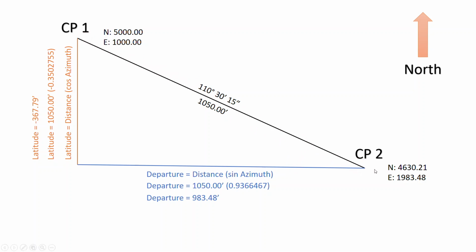If we set an instrument on control point 2 here, and we backsight control point 1, and we want to stake out a building corner location up here, we want to know the angle to turn and the distance to shoot. So we're performing this math essentially in reverse.